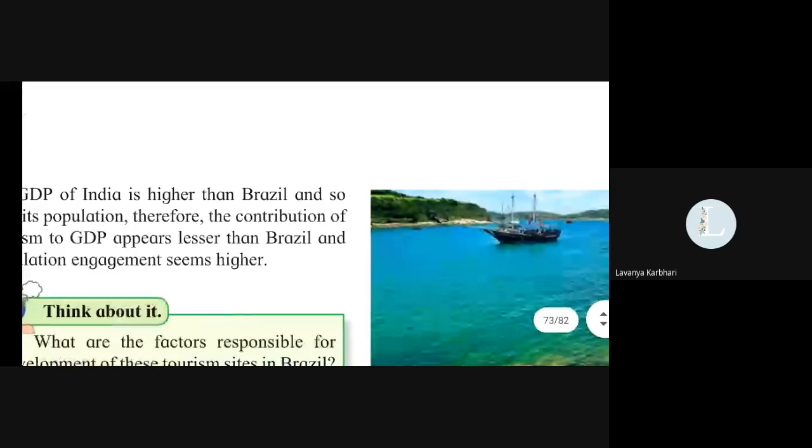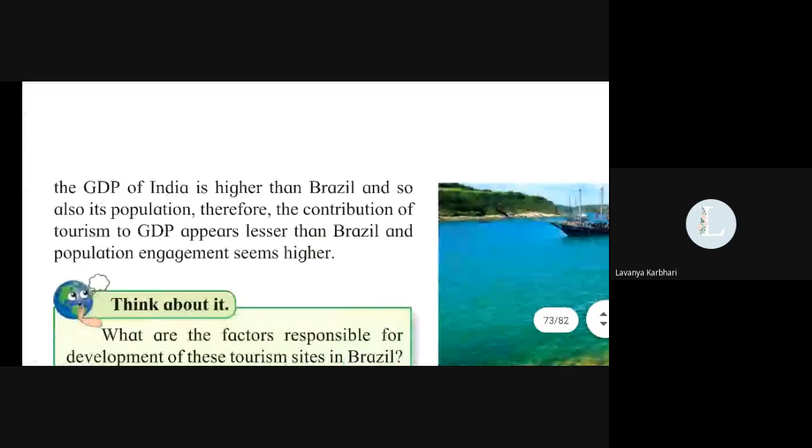As the GDP of India is higher than Brazil and so also its population, therefore the contribution of tourism to GDP appears lesser than Brazil and population engagement seems higher. Okay, what does this mean?